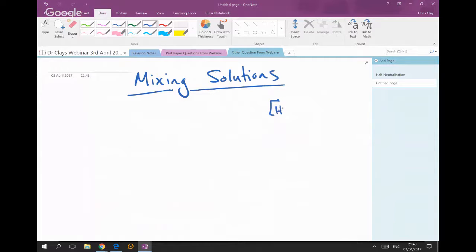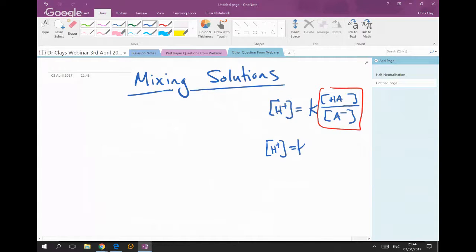I'm just going to write out the expression that we had before. H plus is Ka multiplied by the acid concentration, I'll call it HA, over the salt. What we've got to be able to work out is what our new values are in this reaction. Now, because the volume is constant, we can also simplify the equation to H plus is equal to the moles of HA over the moles of A minus.